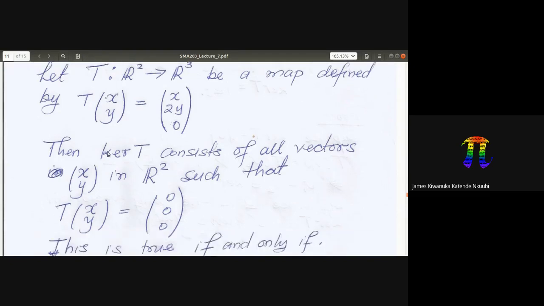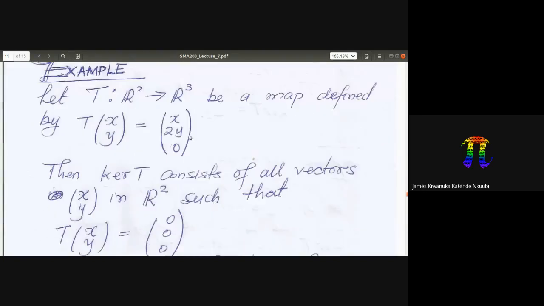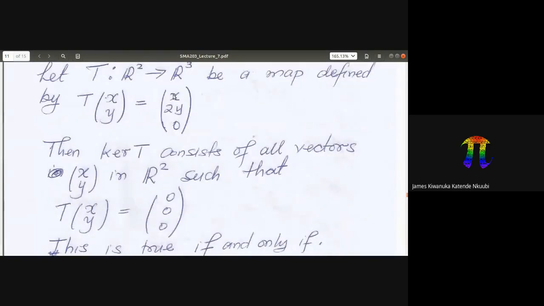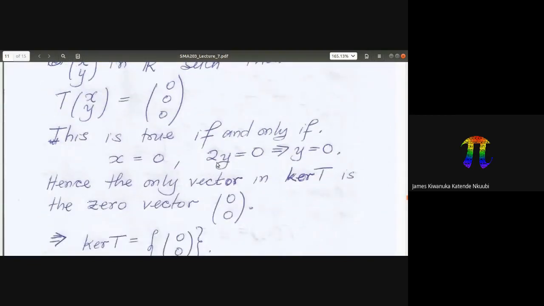Then you can confirm that the kernel will consist of all vectors in R2 which are mapped onto the zero vector in R3. And that means you have to set up a system of linear equations where x is 0 and 2y is also 0, right? Which is what we do here. But this simply results in the only solution being that x and y are both 0, right? So there's no other vector that will be in the kernel.